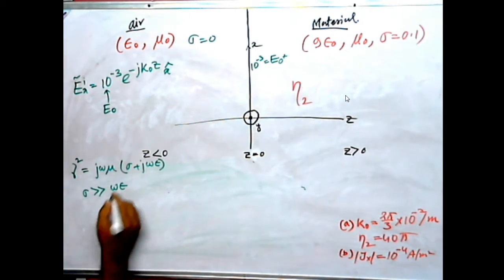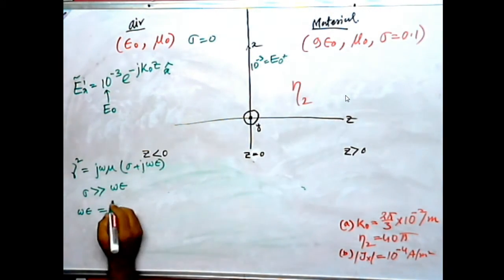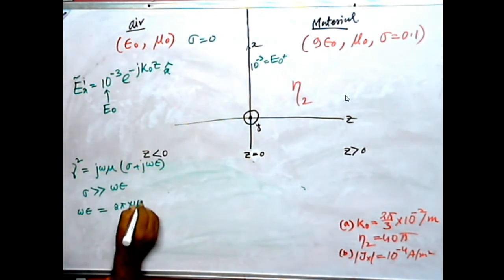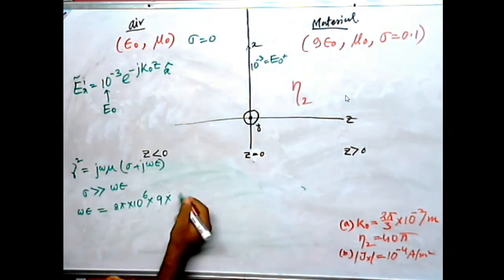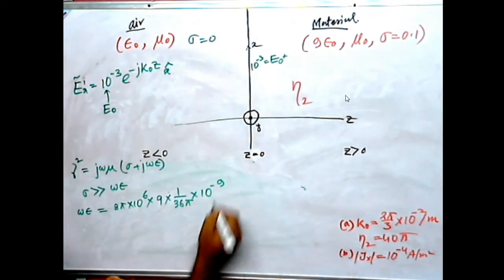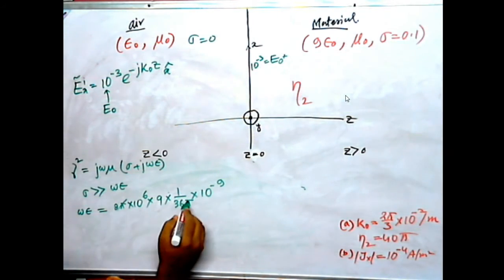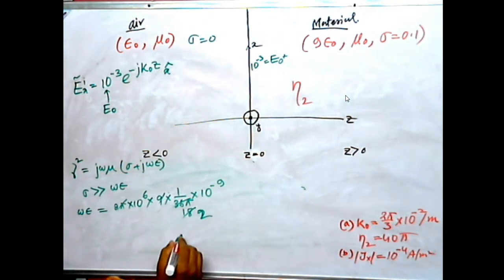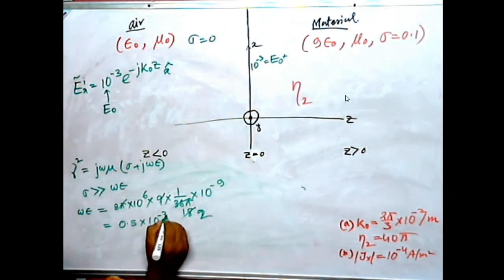Now let us calculate the value of omega epsilon in this material. Omega we have already calculated, omega is 2 pi megaradian per second, that is 2 pi into 10 to the power 6. And what is epsilon here? It is 9 epsilon naught. What is epsilon naught? It is 1 by 36 pi, a standard value you can remember, into 10 to the power minus 9 farad per meter. So this is 18 and this is 9 to the 18, so 2. So this is basically 0.5 into 10 to the power minus 3. This is omega epsilon.